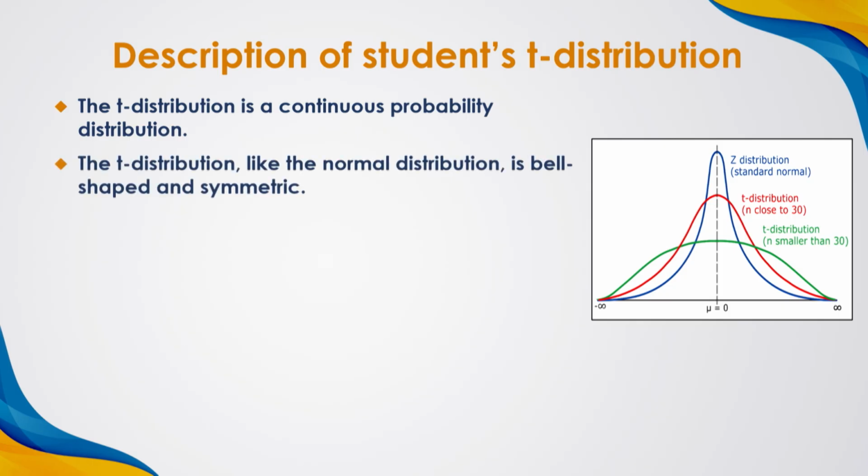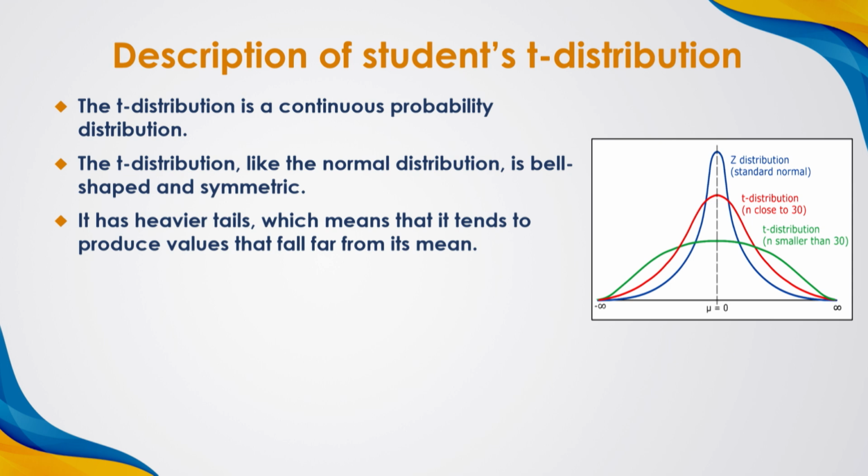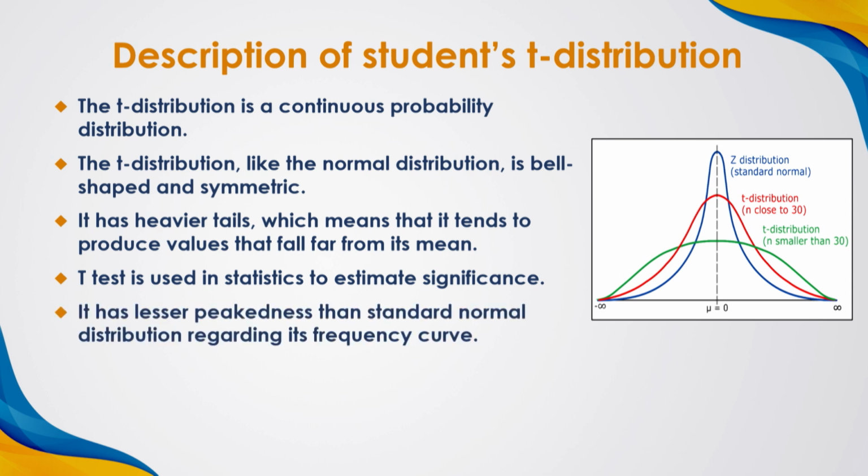The distribution is a continuous probability distribution. It is like a normal distribution as it is bell shaped and symmetric. It has heavier tails, which means that it tends to produce values that fall far from its mean. The t-test is used in statistics to estimate the significance of different parameters. It has lesser peakedness than the standard normal distribution.